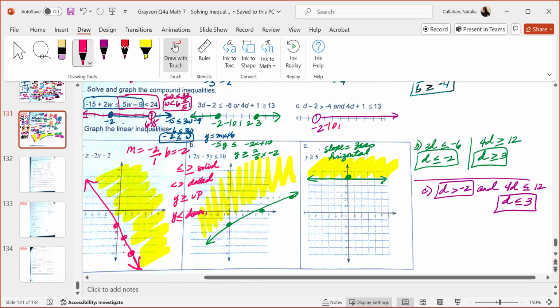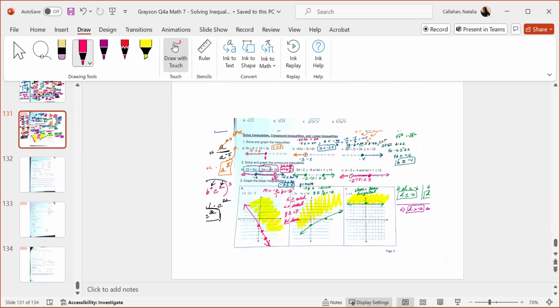Negative 1, 1, 2, 3, close. Okay. And that concludes everything. So we're done with this one then.